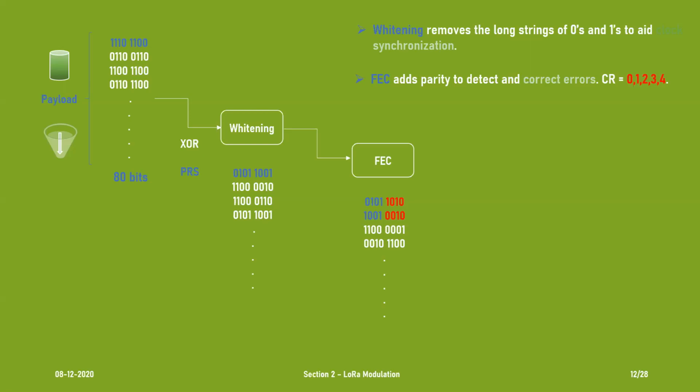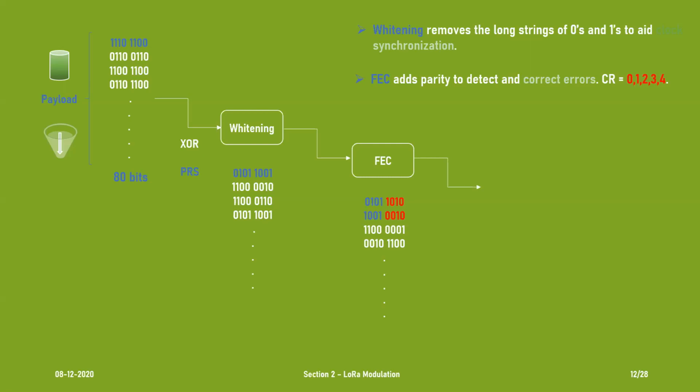Now, note that you would take 4 bits at a time and then add either 0, 1, 2, 3, or 4 parity bits to your information sequence. So I repeat, if you're using a code rate of 0, that means you're not adding any parity per 4 bits of your information. But per 4 bits of your information, if you want to add 4 parity bits, then you're using a code rate of 4. That's all it means. How many parity bits you want to add per 4 bits of your information is defined by the code rate or CR that you're using for the transmission.